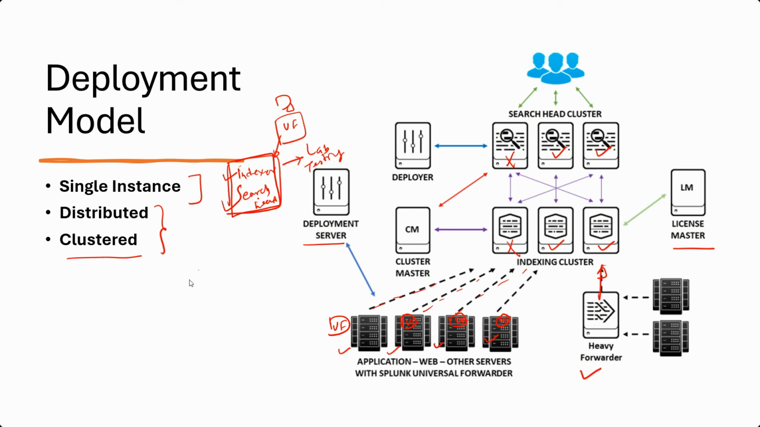Okay, and in case the license master connection is lost or the server goes offline, we will still have the data. It's just that we won't be able to search, so the search will not work, but we will still be getting the data. Okay, so that's the difference.